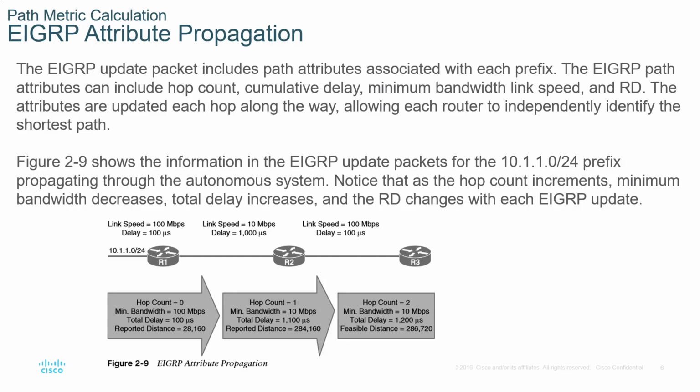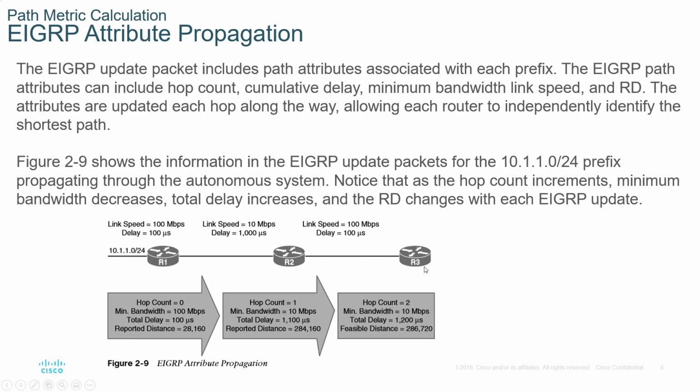So as the update from router 1 for this network comes out, it's hop count 0 because it's directly connected. Link speed's 100 megabits, delay's 100. So we get a reported distance. Then as it arrives at router 2, it adds 1 to the hop count because it's got to go via another device. Its minimum bandwidth is there, total delay is added up, and we get a new reported distance.